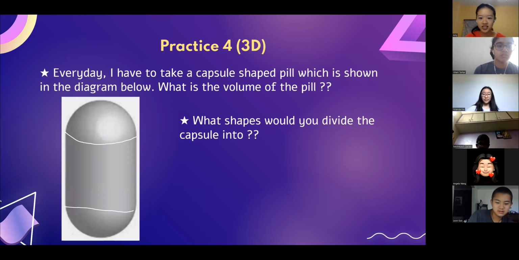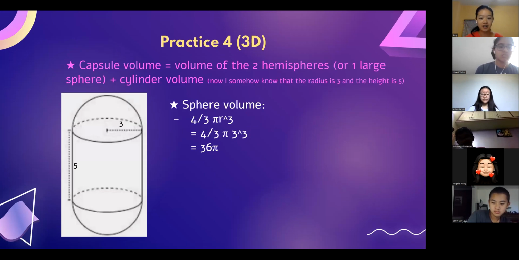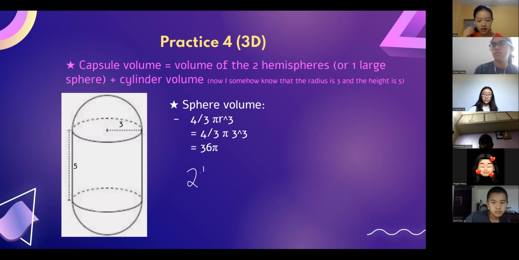Okay, so let's say I measured the capsule and the radius was 3 and the height was 5. Oops, it's showing the sphere volume, but that's okay. The total volume of the capsule is going to be the volume of the 2 hemispheres plus the 1 cylinder. But because there are 2 hemispheres with the same radius, it's really just 1 sphere. So we can just treat it as 1 sphere.